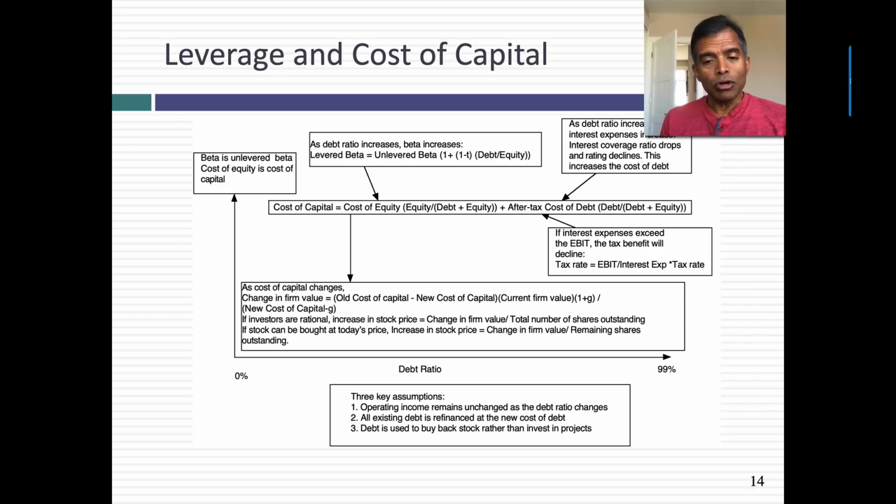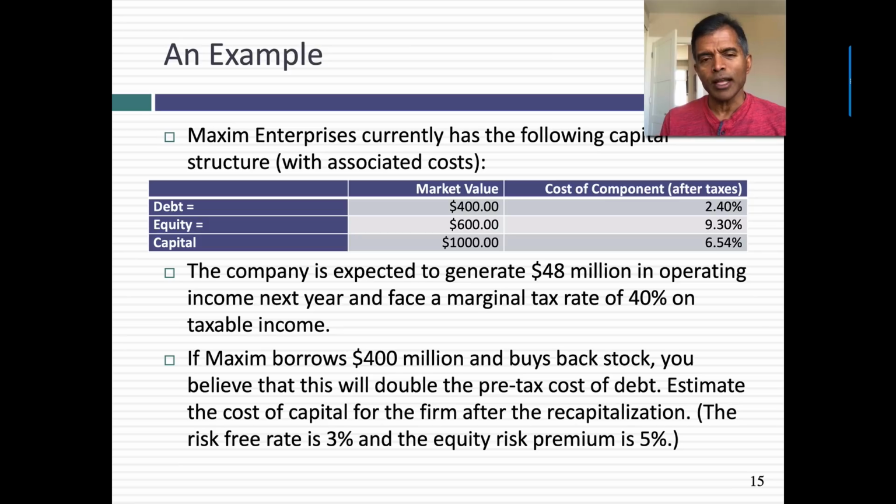Changing your debt ratio could lower your cost of capital or raise your cost of capital depending on how the dynamics play out. So when you do this calculation, you are implicitly assuming your operating income is unaffected and that all existing debt is refinanced at the current cost of debt. So let's work out how this works with an example.